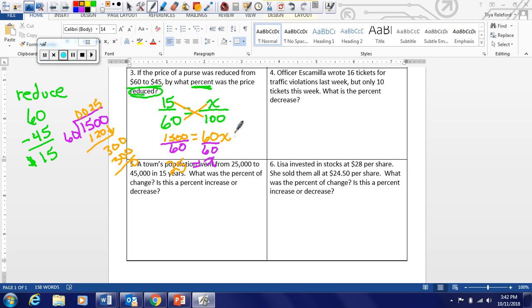So if you're not done, hit pause, because I'm about to give you the answer and it's no fun if you're not done. By what percent was the price reduced? It was reduced by 25%. Number 4 is just like number 3. It's a decrease. So make sure you're paying attention to what the original amount is.